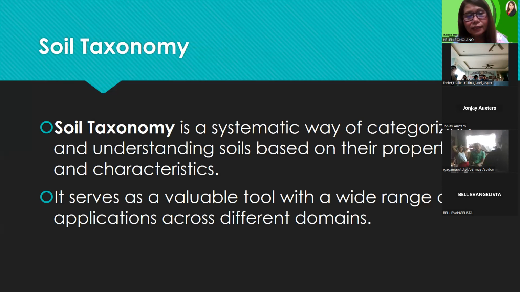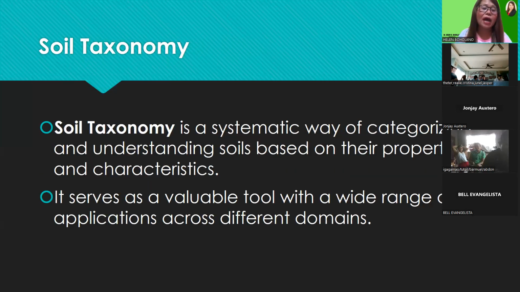Another topic is soil taxonomy. Soil taxonomy is a systematic way of categorizing and understanding soil based on their properties and characteristics. It serves as a valuable tool with a wide range of classifications and applications across different domains.